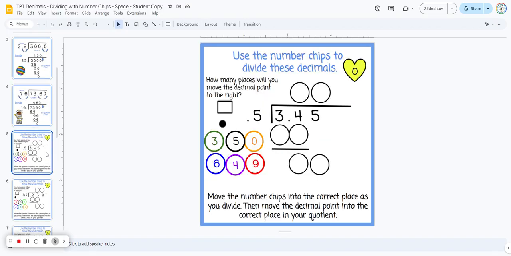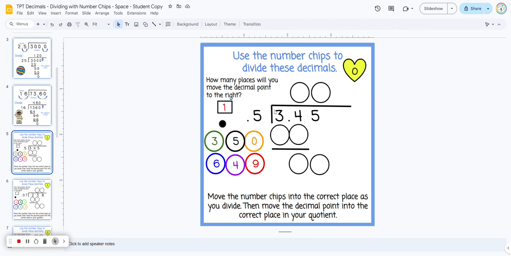Now students are going to start on slide 5. The first thing you want to have them do is just type in the number of places they have to move that decimal point to the right. So in this case, they just type a 1. That'll help them when they have to place this decimal point into their quotient.